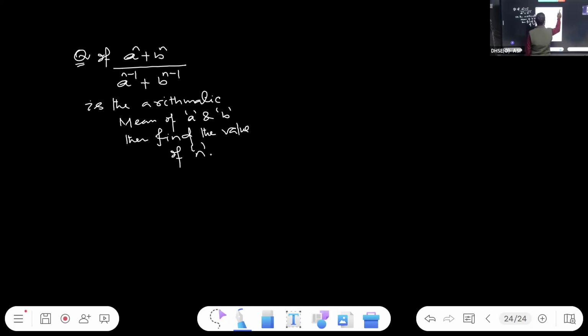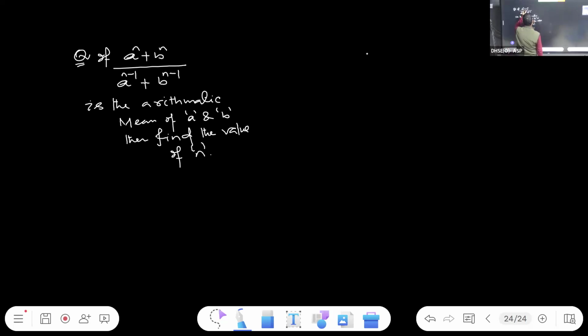N is equal to 1. Yes, you are correct. N is equal to 1. Okay, let me explain it. If A to the power n plus B to the power n upon A power n minus 1 plus B power n minus 1, you can use hit and trial. In hit and trial, the arithmetic mean of A and B is A plus B by 2.